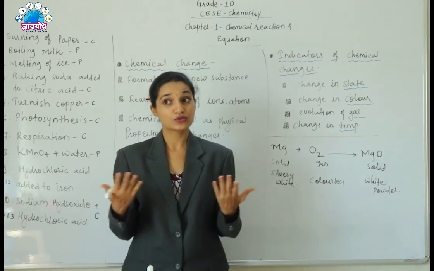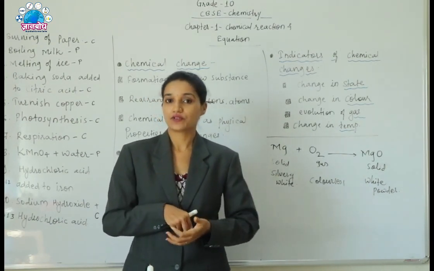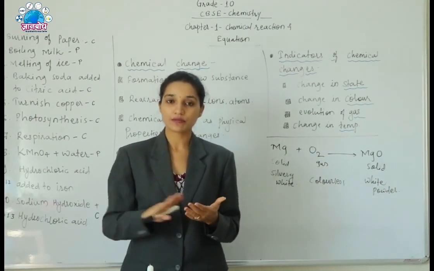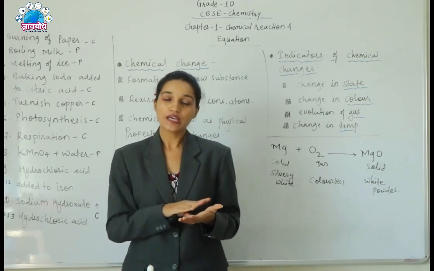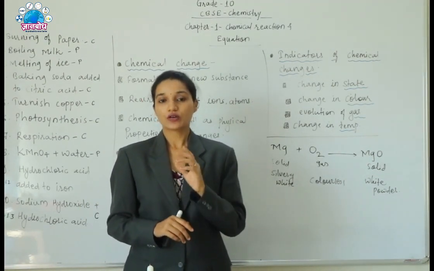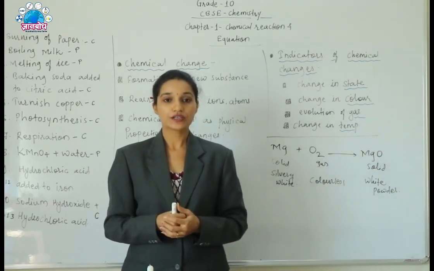Okay, because metals tend to react very easily with oxygen, and therefore we find these kinds of residues on the magnesium ribbon. So to remove that, we need to rub it with sandpaper. We need to clean it with sandpaper before using. Okay, so I hope you have understood the whole point here.